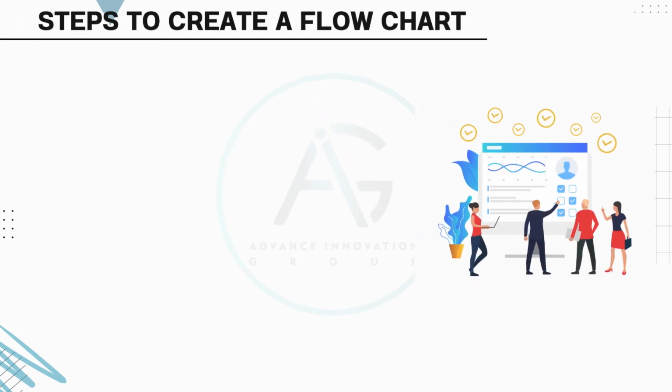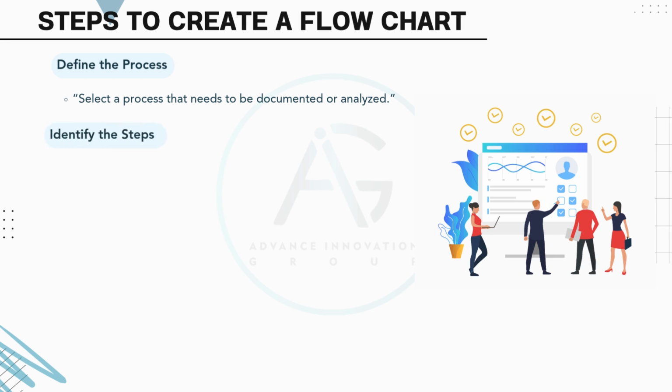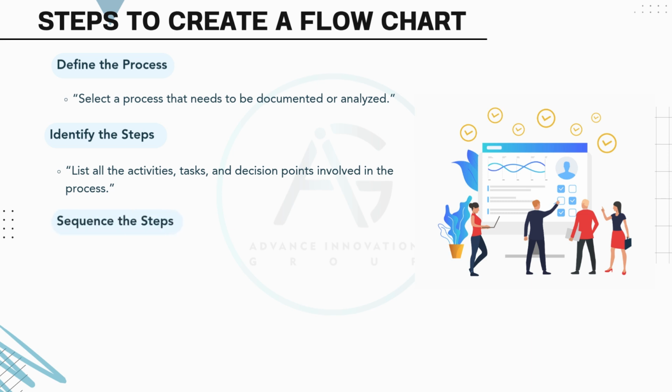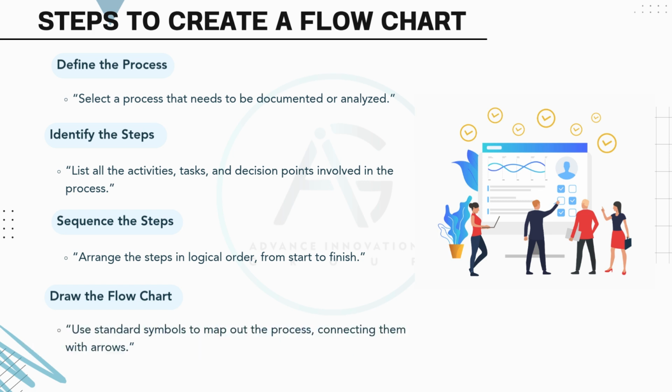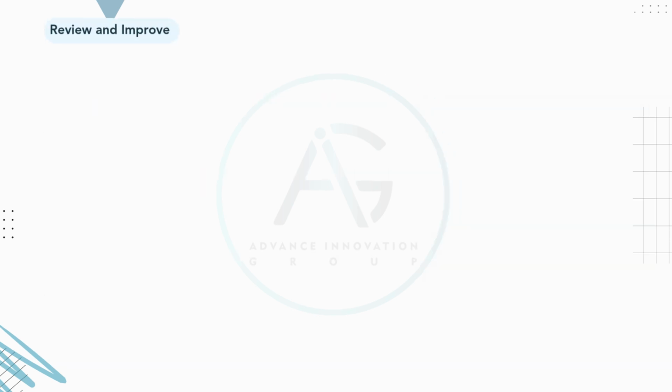Steps to create a flowchart. Define the process: select a process that needs to be documented or analyzed. Identify the steps: list all the activities, tasks, and decision points involved in the process. Sequence the steps: arrange the steps in logical order from start to finish. Draw the flowchart: use standard symbols to map out the process, connecting them with arrows. Review and improve: validate the chart with process owners and look for opportunities to streamline.